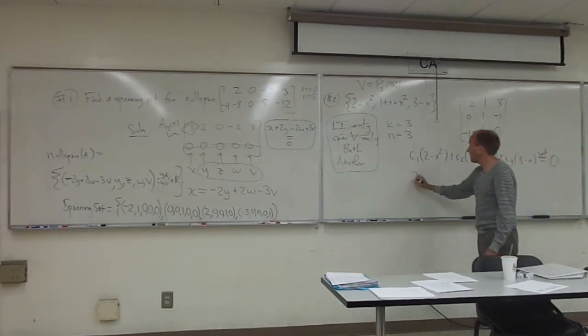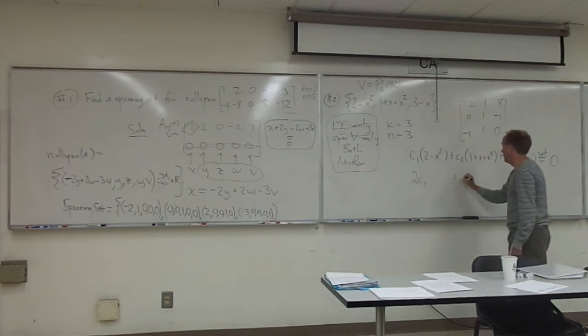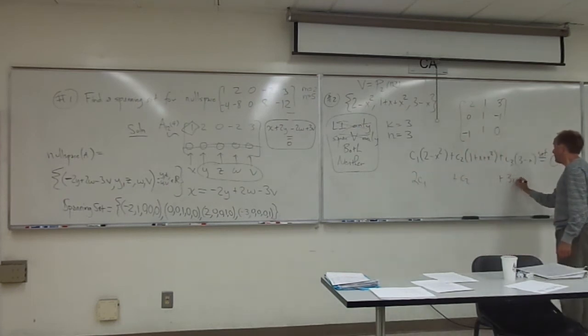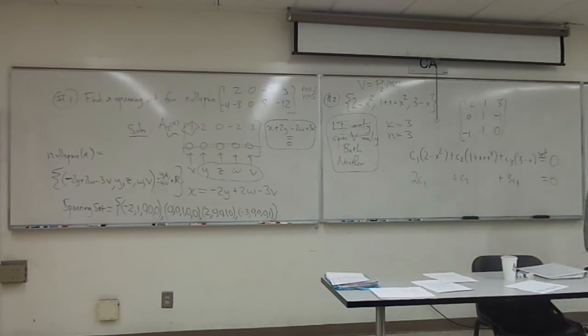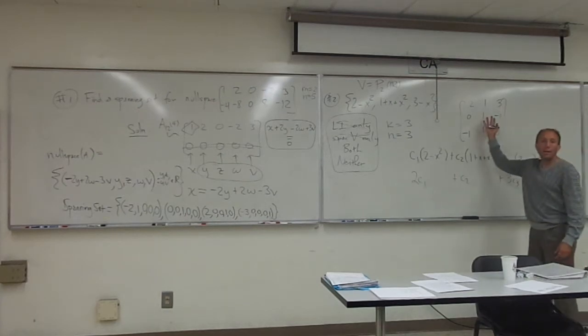So for example, the constant term, there's 2c1 plus c2 plus 3c3, right? That has to be 0. That's the first line. That's the equation. So even if we go through that process, you're still going to end up here.